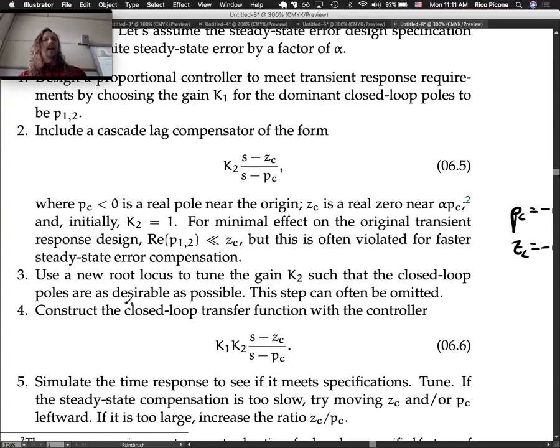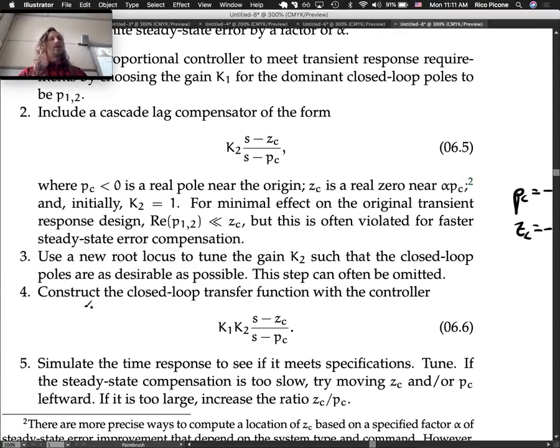So then, after you're done choosing where your 0 and your pole go, still having K2 equal to 1 at this point, because if we don't affect the transient response very much, we don't really need to readjust our gain very much. So that's a good place to start, is just K2 equal 1. Use a new root locus to tune the gain K2 such that the closed loop poles are as desirable as possible. This step can often be omitted.